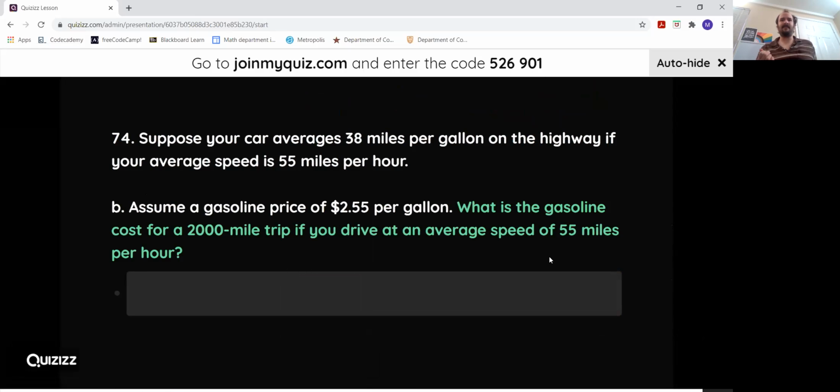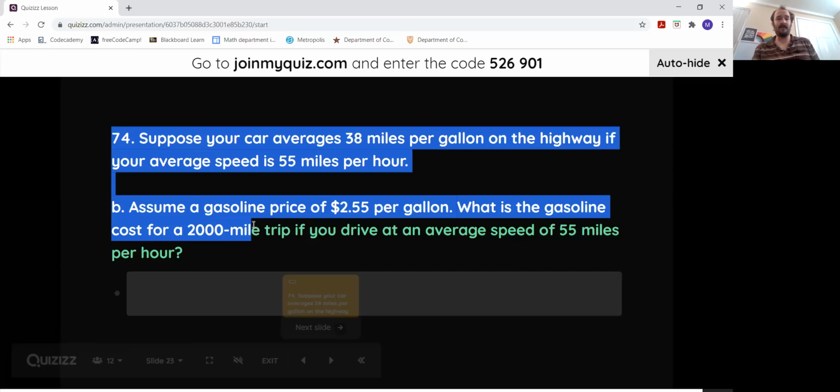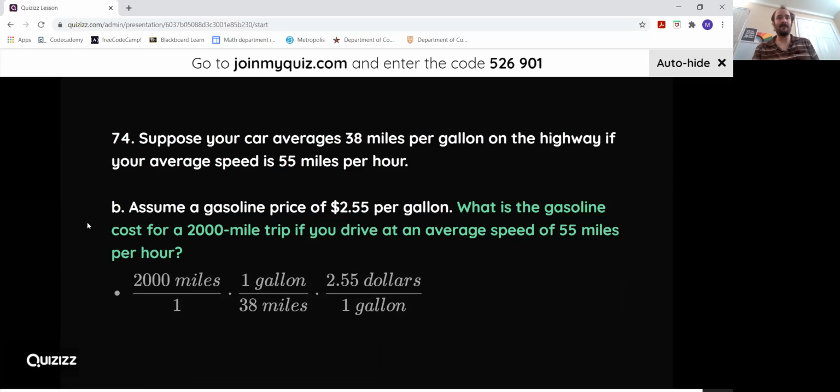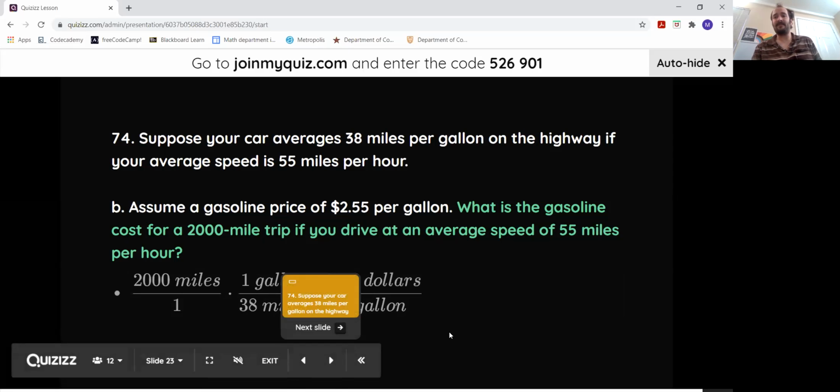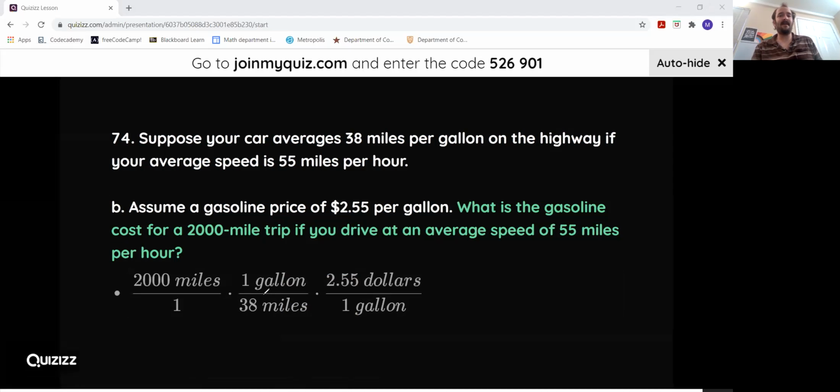Assume you have 255. Okay, so I deleted some of the information. So what we really need is this 38 miles per gallon. We need 255 per gallon, and we start out with what we know. So I'm going to start out with the 2,000 mile trip. The first thing that I see here, this first factor, I know I get 38 miles to the gallon. So I want to simplify it out so that my miles on top and my miles on the bottom simplify out. So I set this with the miles on the bottom and the gallons on top so that my miles will simplify out.